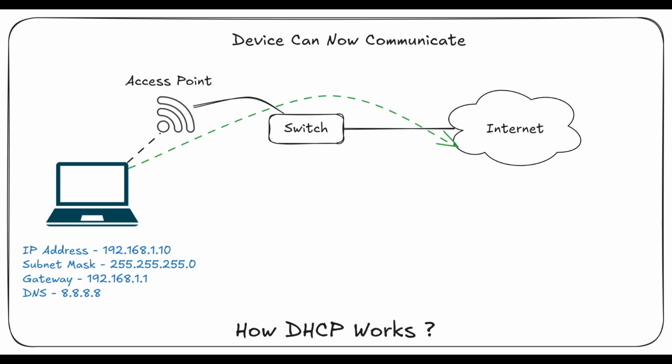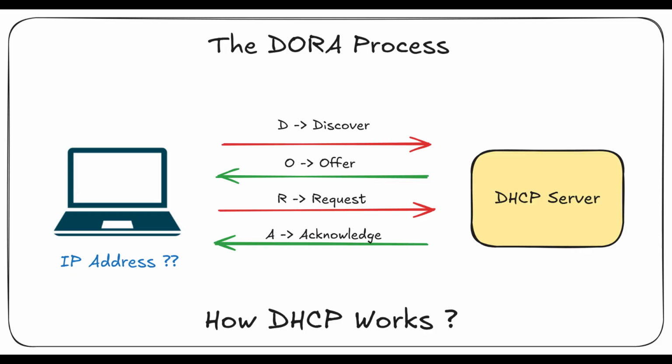You may hear people refer to DHCP using the acronym DORA. That's because the process follows four steps: Discover, Offer, Request, Acknowledge, or simply DORA.